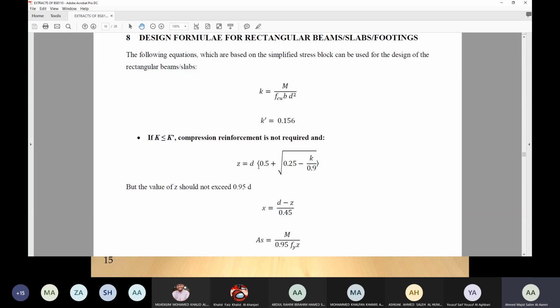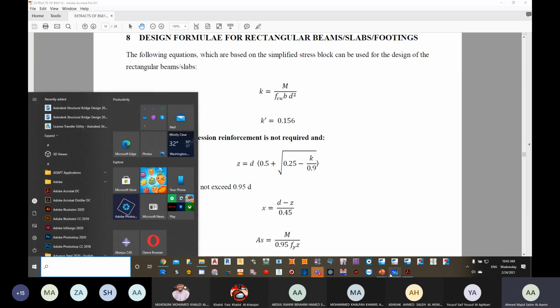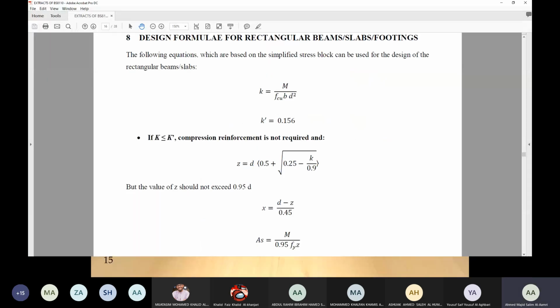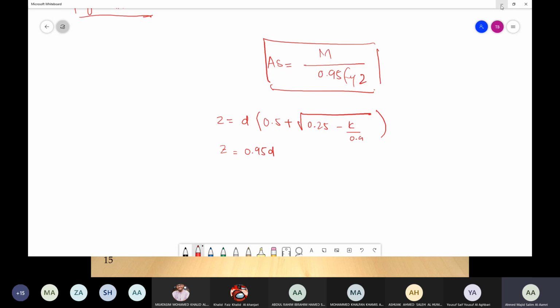Z equation has been given here. So we have two Z's. One is Z1, and then there is the maximum, which is Z2. So once again, in order for us to calculate As, we need to calculate Z. And you can see that Z is equal to d into 0.5 plus the square root of 0.25 minus K divided by 0.9. And then they said your Z should not exceed 0.95 d. If you go to your code, it says the value should not exceed that. So in short, whatever I'm going to do, I'm going to pick the lesser of the two.